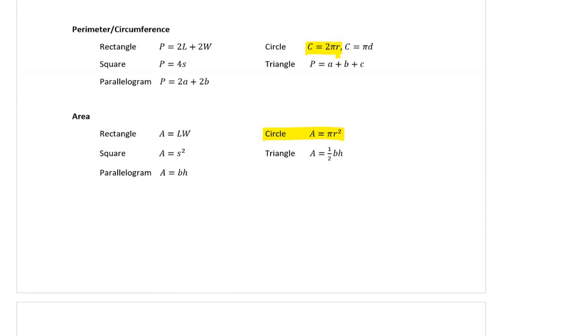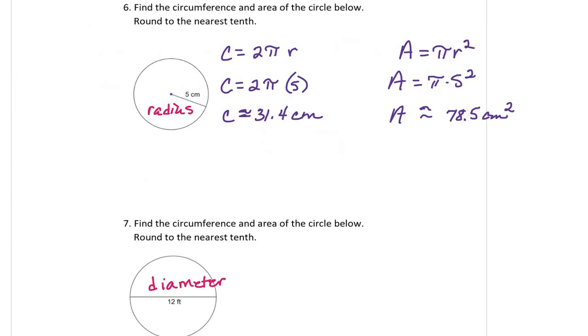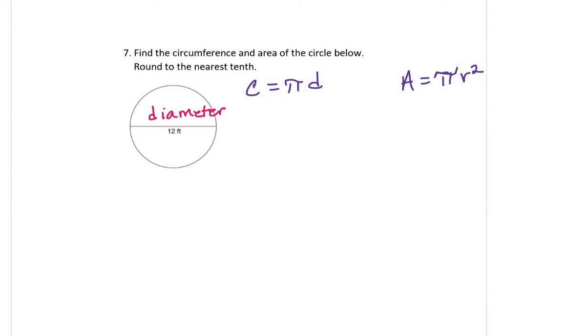Now, problem 7, we are looking at finding the circumference and the area when we're given a diameter. So with this first part of the problem, I want to use this formula, circumference equals pi d. So that will save me a little bit of work. Finding the circumference, I'm going to multiply pi times 12, and that's going to be approximately 37.7 feet.